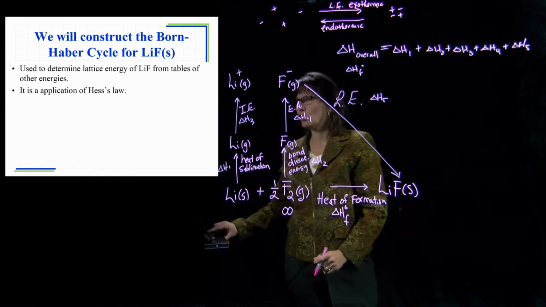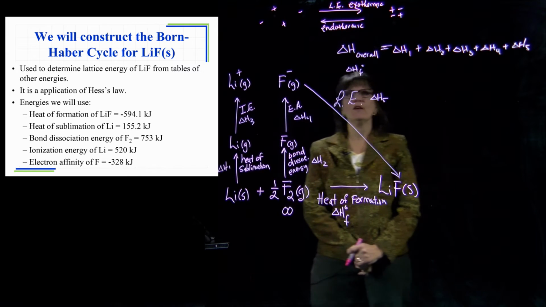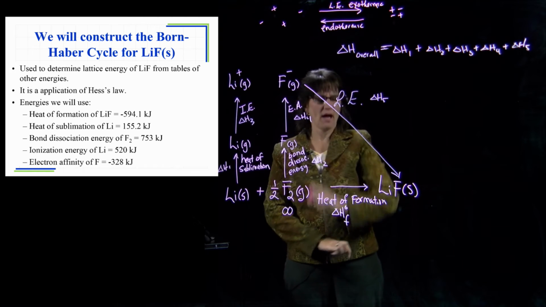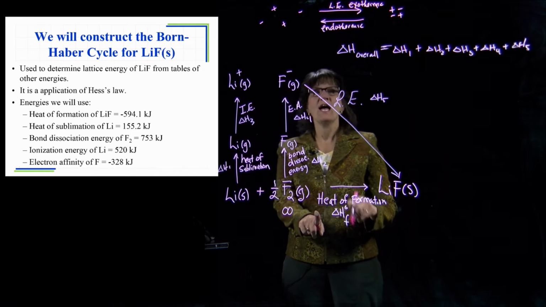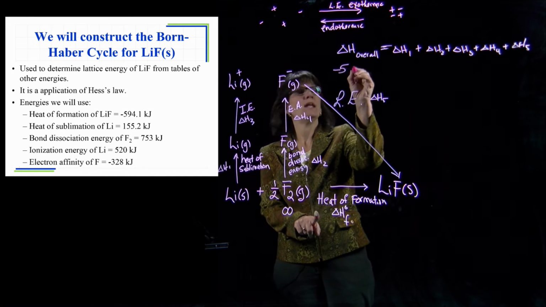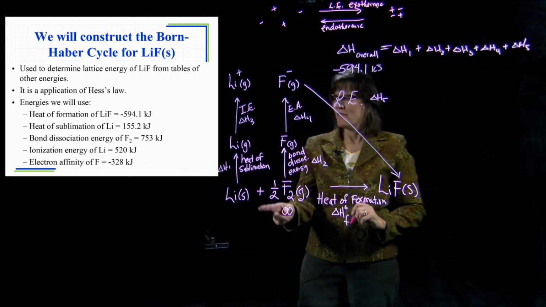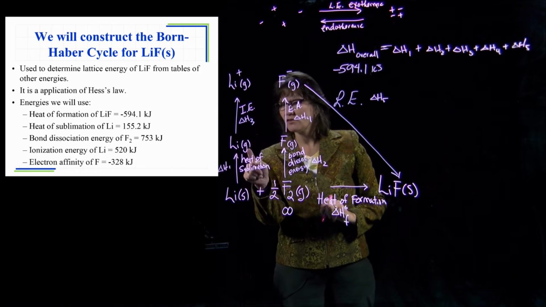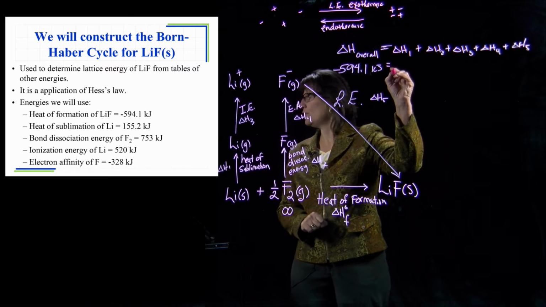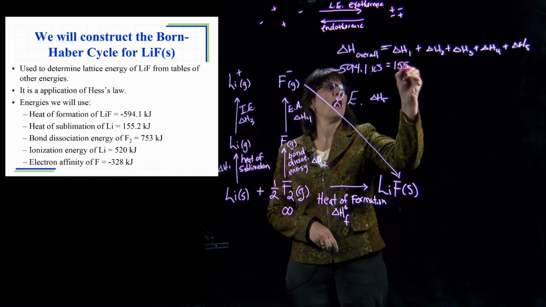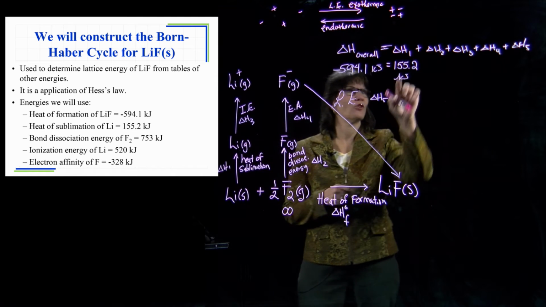Now we could go and look up in tables all of these energies. I'm handing them to you here. The heat of formation, let's get a value and put values in. The heat of formation is the overall process, and its value is negative 594.1 kilojoules. The heat of sublimation, to take 1 mole of this and turn it into 1 mole of gas, is given to me there. It is 155.2. I'm going to write them underneath so that they'll fit.